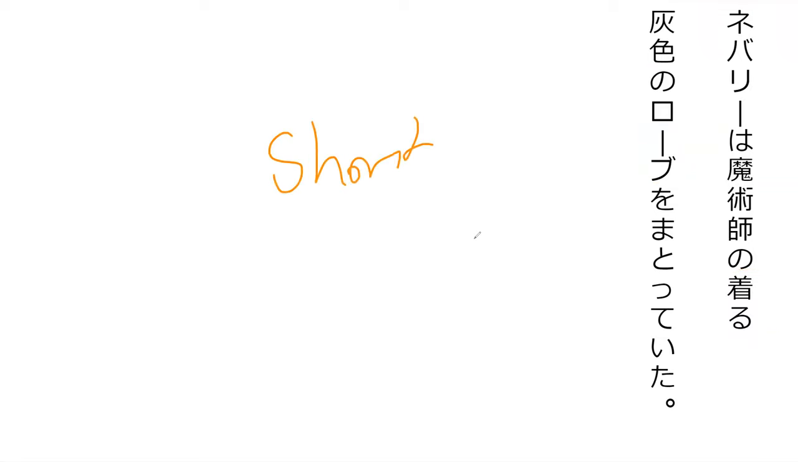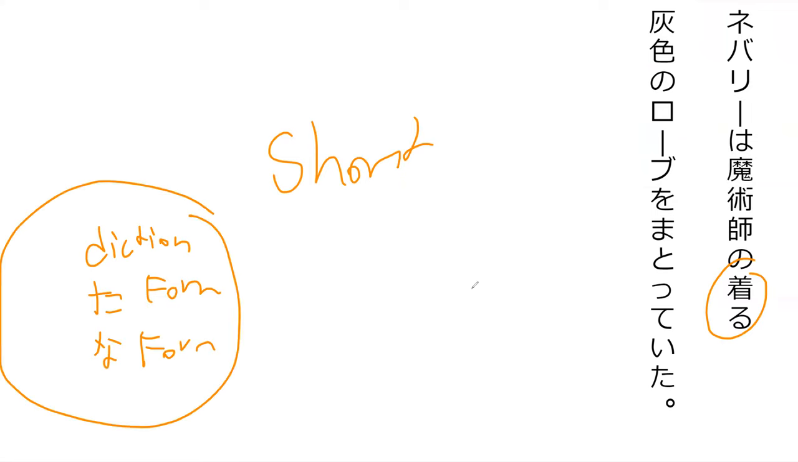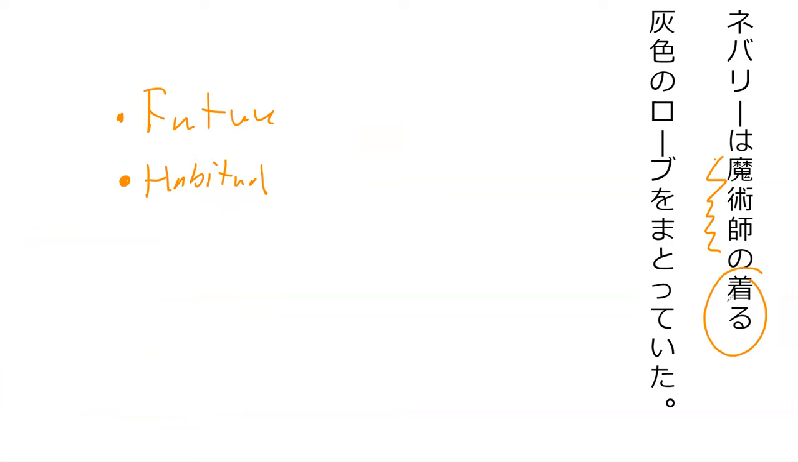It takes short form. So you've seen relative clauses quite a few times in here. Short form is dictionary form. It is also ta form, and it is also nai form, which is negative form. These are all short form. In this particular instance, why is it not ta like how we usually see? So that is making it very obvious in Japanese that we're talking about magicians in general, because dictionary form is future tense and dictionary form is also habitual. So this is saying magicians that habitually wear robes, to mean that he's wearing magician's robes.